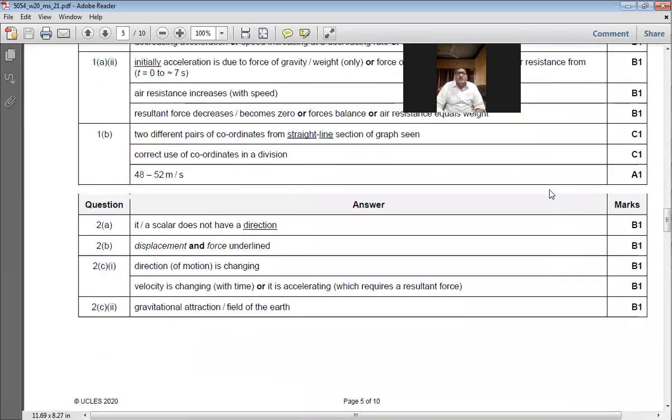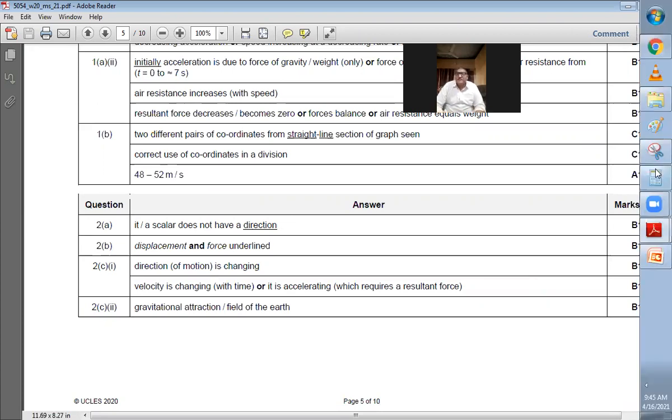What does the marking scheme say? B part is showing on your screen. It says two different pairs of coordinates from the straight line section of the graph seen. Correct use of the coordinates in the division. The answer could be from 48 to 52. Our answer is 50, so it's good. The range of the answer is 48 to 52 meter per second. So our answer is good, and I hope that you have understood how we have done this question.